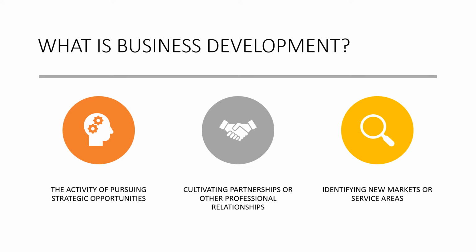It's really broken down into three major areas. You're pursuing new opportunities, you're cultivating partnerships and relationships, and you're identifying new markets and service areas. So, pursuing strategic opportunities is always being on the lookout for who you can partner up with that provides an ancillary service that does not compete against you directly, where you both are chasing the same clients. Let's learn who we can work together with.